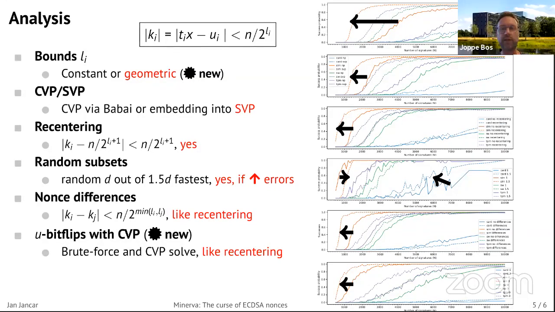Okay, and then maybe one question from me. Also, really nice work. This is about ECDSA nonces. So what about deterministic signature schemes?